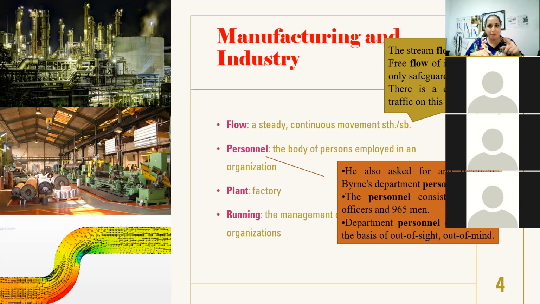Yes, thank you, Arlette. Remember about the numbers. You almost forgot the numbers over there. You said 1988, 198. It's not 965, it's 965 men. You just need to remember how to say them. Okay, I'm going to repeat all of them again. He also asked for and received Byron's department personnel file. The personnel consisted of 198 officers and 965 men. Department personnel operated on the basis of out of sight, out of mind. That's cool. Out of sight, out of mind.